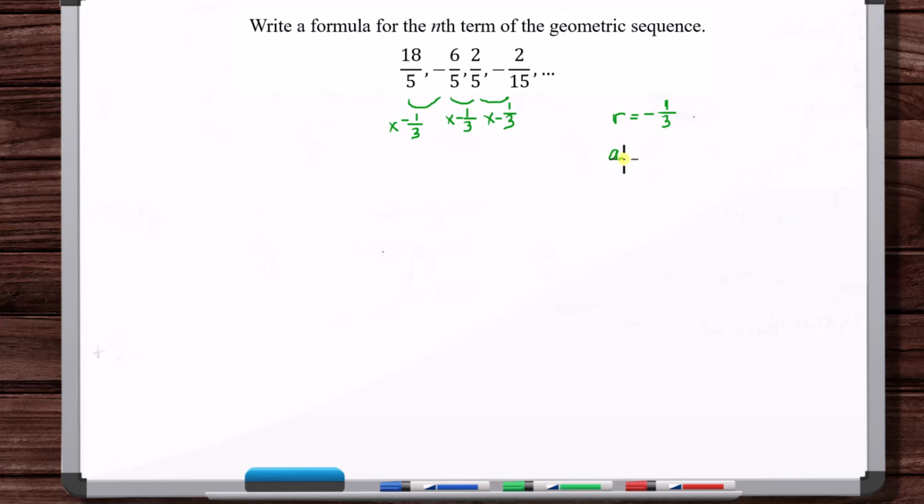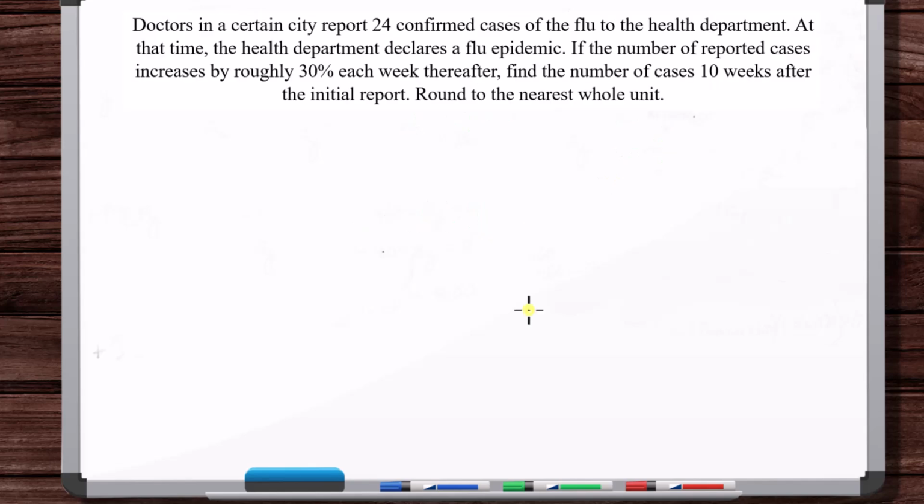And then they also give us the a1. So, formula for a geometric sequence, put your a1. Now the r to the n minus 1. And that's your answer.